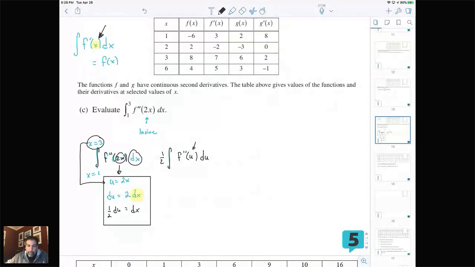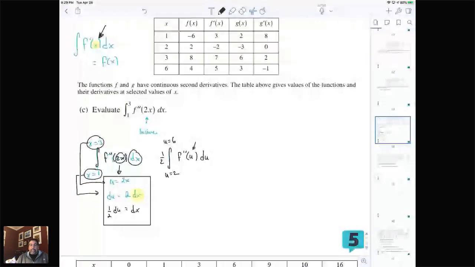So I see Nikki already ahead of me. And you're absolutely right, Nikki. When I put in 3 for x, u is going to equal 2 times 3, and that's going to give me u equals 6. So that bound on the top becomes u equals 6. And then when I go down to this bottom one, I know x equals 1, but when I bring that in, well, if x equals 1, then u equals 2 times 1, which is 2. That's going to give me u equals 2.